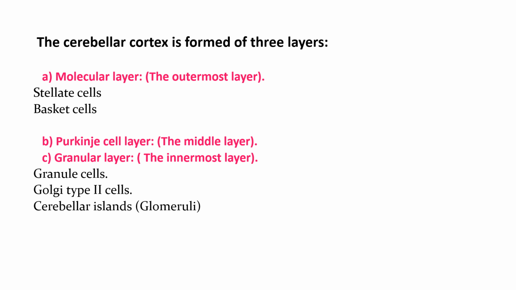So what are the components of each layer? The molecular layer contains stellate cell and basket cell. The Purkinje cell layer contains only Purkinje cell. The granular layer contains two cells starting with the letter G, which are granule cell and Golgi type 2 cell. You must know that the granular layer contains a very important structure, which is called cerebellar island or cerebellar glomeruli.